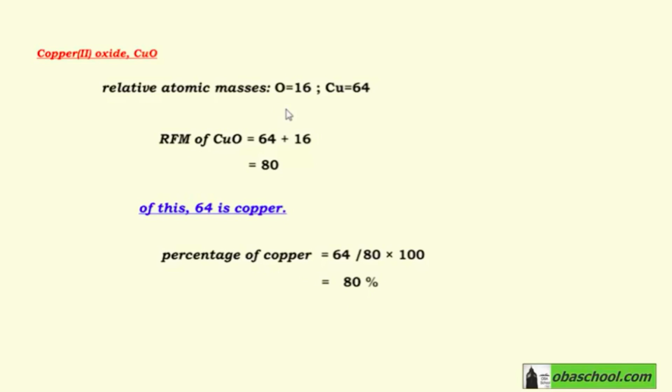So these are the steps to find the percentage of any element in a compound. First, we find the relative formula mass using the relative atomic mass, and then we find the percentage of the element we want.